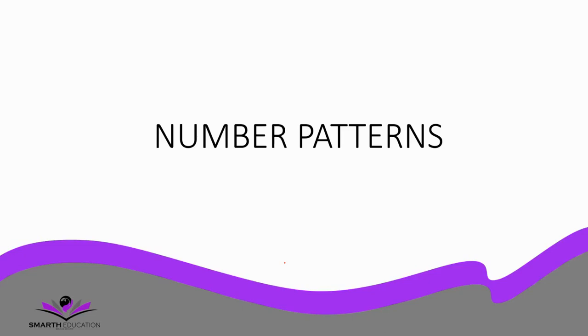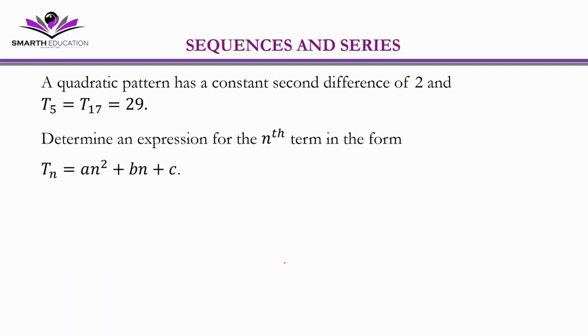Welcome back. Let's do question 222. A quadratic pattern has a constant difference of 2 and T5 is equal to T17 is equal to 29. Determine an expression for the nth term in the form Tn is equal to an squared plus bn plus c.